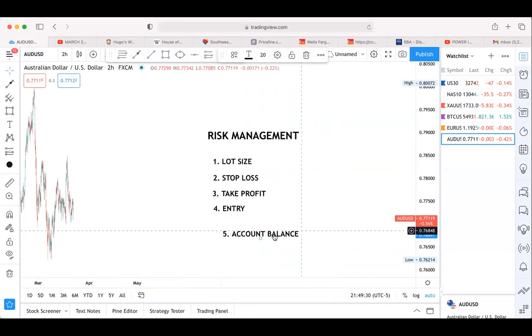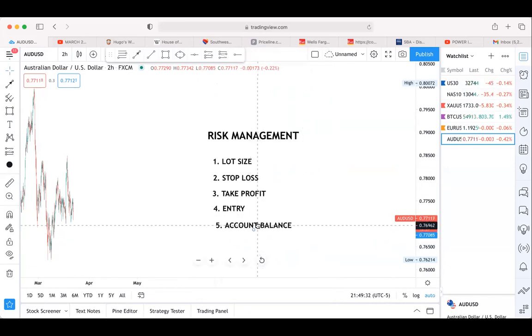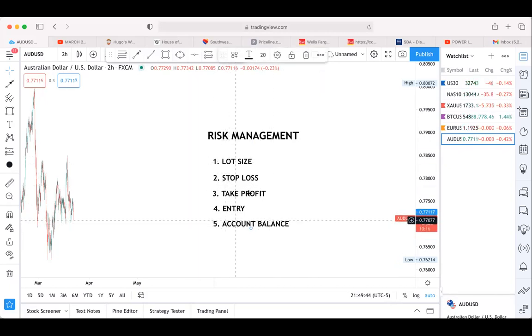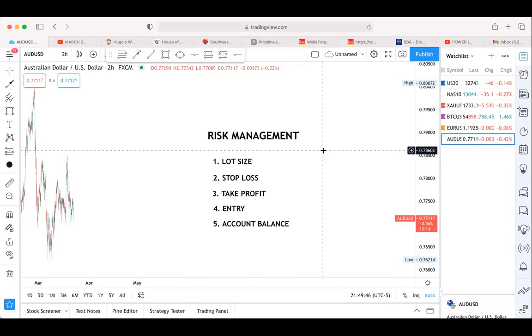And what is number 5? Account balance. Now, these things are very important when it comes to the market. When it comes to risk management, you want to understand at least these 5 of them. Account balance is basically what you have left in your account. Whatever your account balance is determines the lot size you can have. Okay?